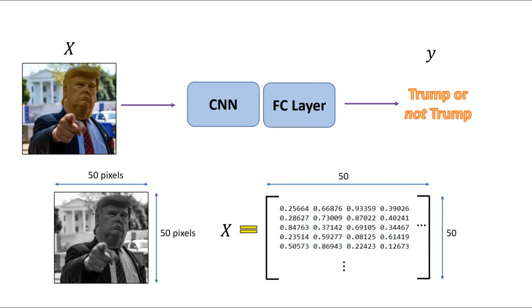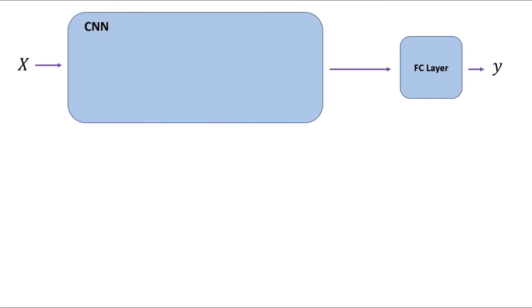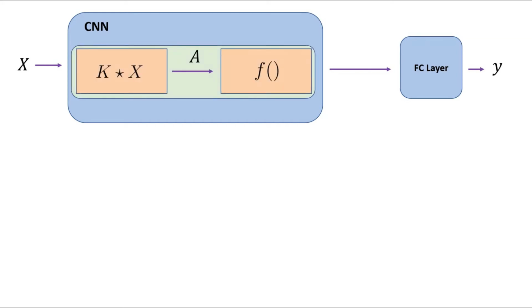Okay, let's dive into the actual architecture of the CNN. To keep it simple, let's stick to a single layer, single channel CNN. As before, the deep learning model we have chosen is a CNN followed by the fully connected layer. The CNN can be split into two stages: a convolution with the kernel, followed by a nonlinearity. Okay, so what do we mean by this convolution?